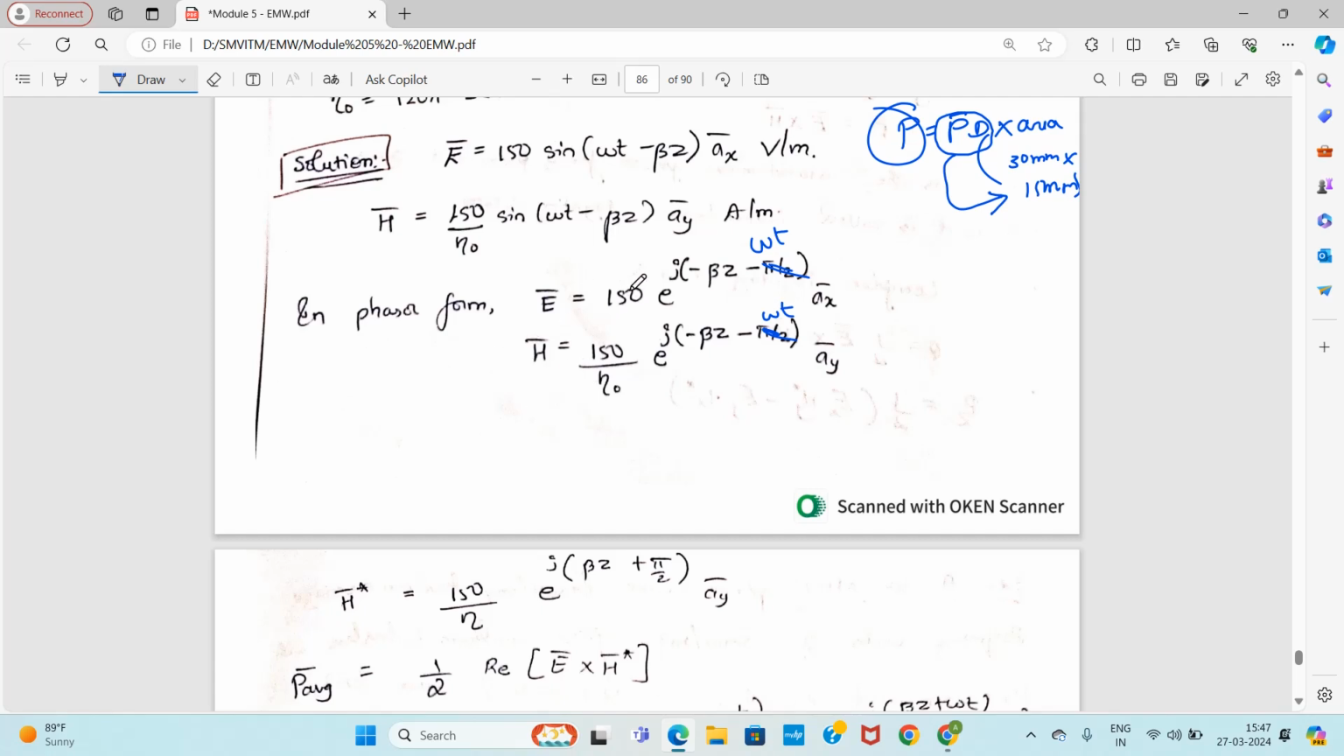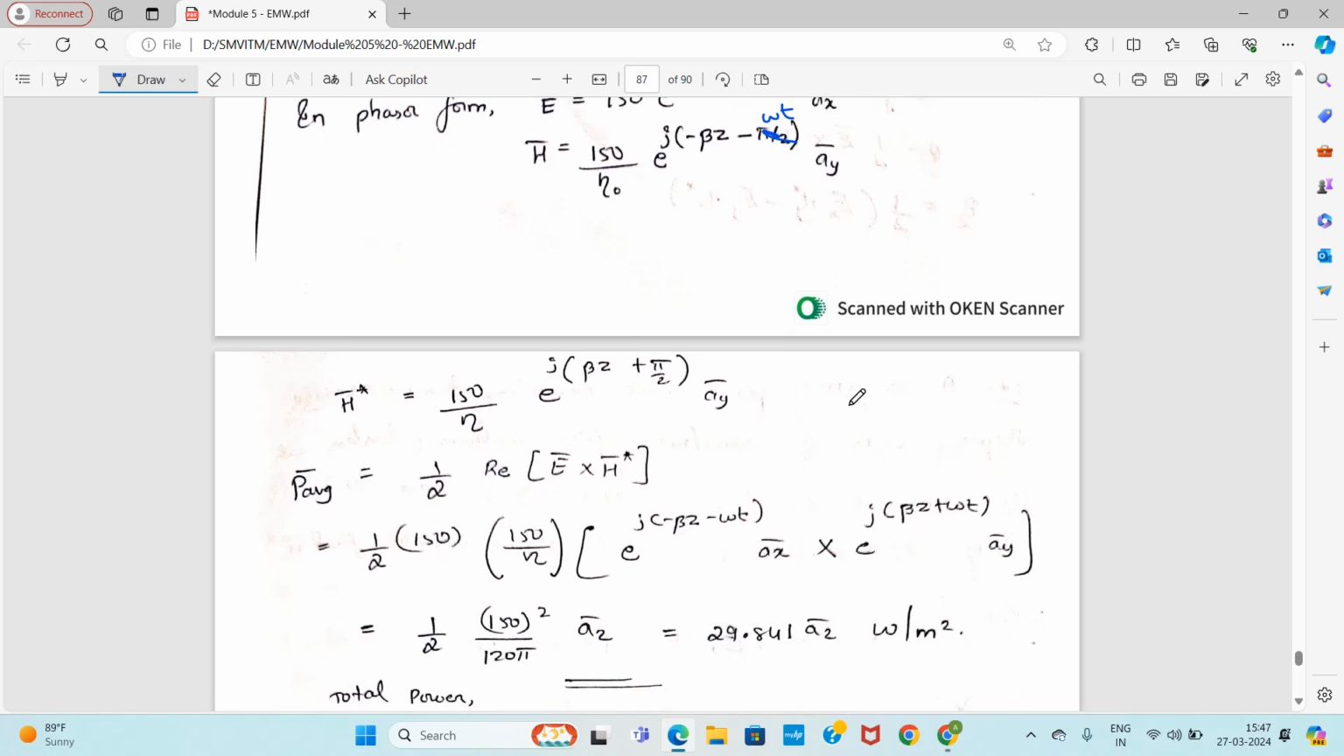H will be calculated as 150 by eta. Instead of x, it will be y direction. Okay. And if I want the conjugate, wherever you have j, the sign of that j will be changed. As you can see here you have minus and minus. If I take minus common, it becomes minus j, so that becomes plus j. The conjugate is going to become the opposite polarity.